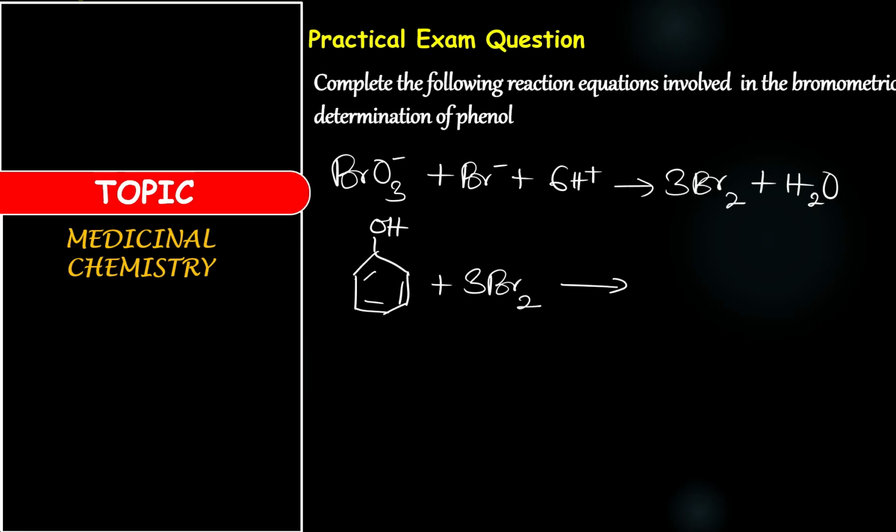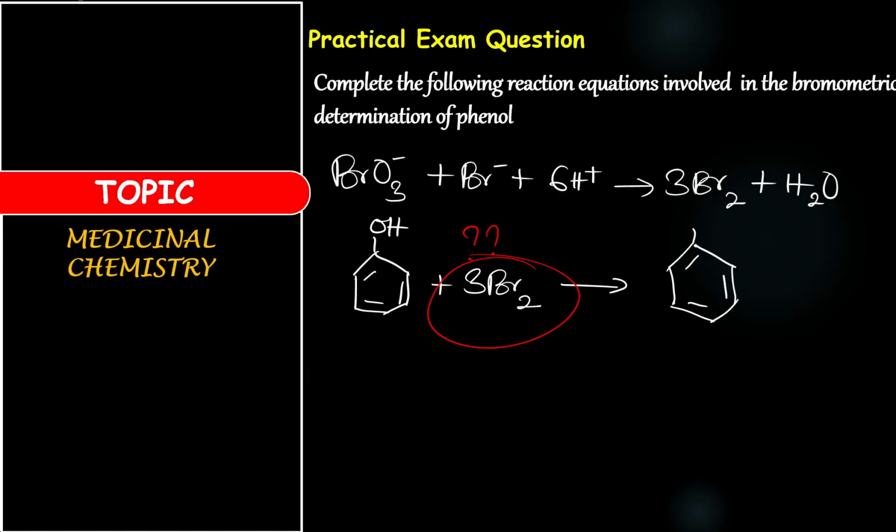Now, this is where they put the comma on. So what they expect you to put here is 3BrO2. And then this is going to give us, it's more like a bromination reaction.